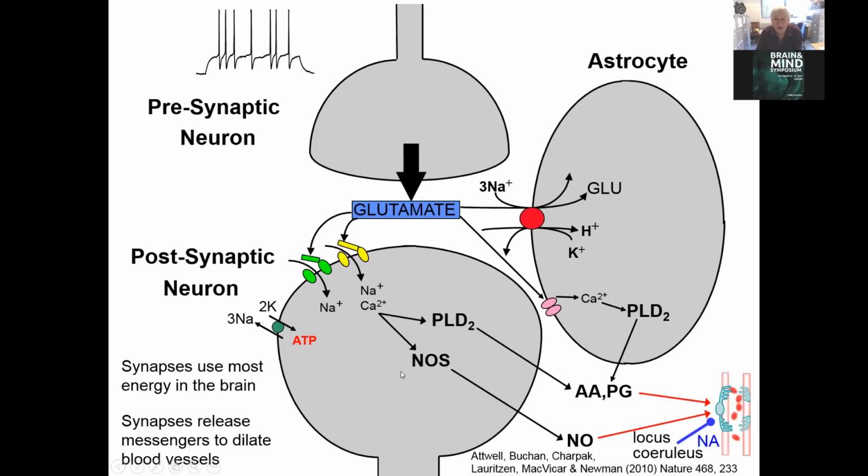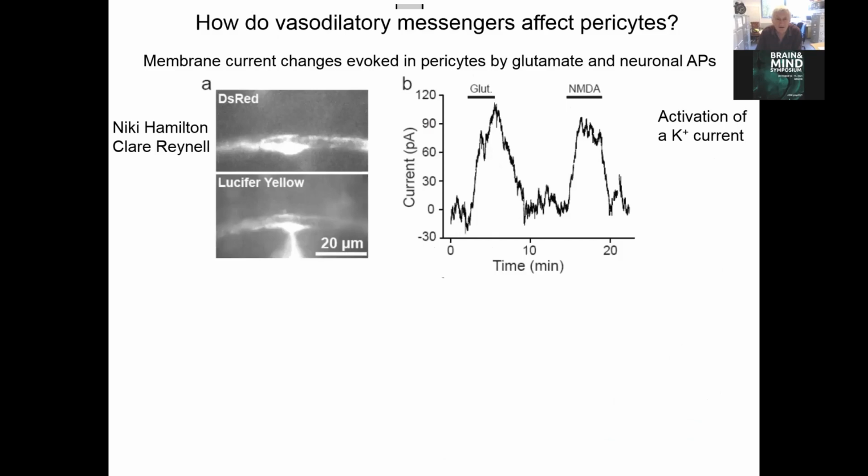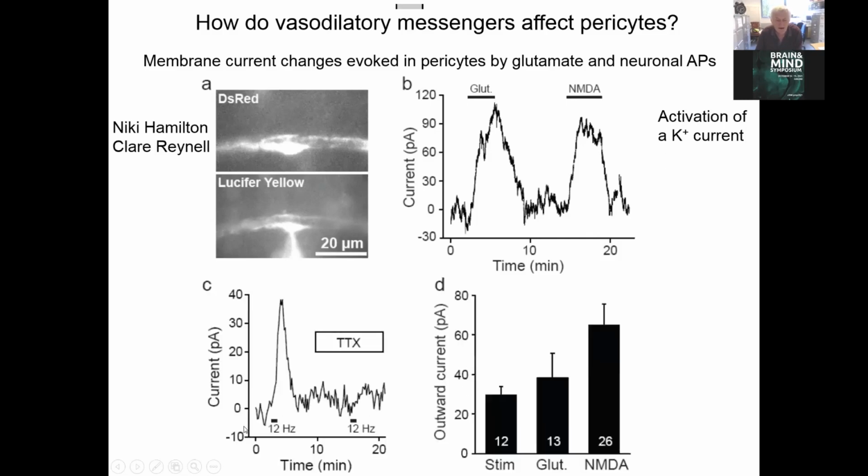So we wanted to know, how does the pericyte control of blood flow occur? One way we've looked at this is to patch clamp the pericytes. This is a genetically labeled pericyte, which we've then patched with a different dye in the patch pipette so we can make sure we've patched the right cell. If we then apply glutamate to evoke neuronal activity, we get an outward membrane current. This is very different to what you would see if you applied glutamate to a neuron, where you would get an inward current as you open sodium passing channels. What's happening here is a potassium current is being activated. I'll explain how in a minute.